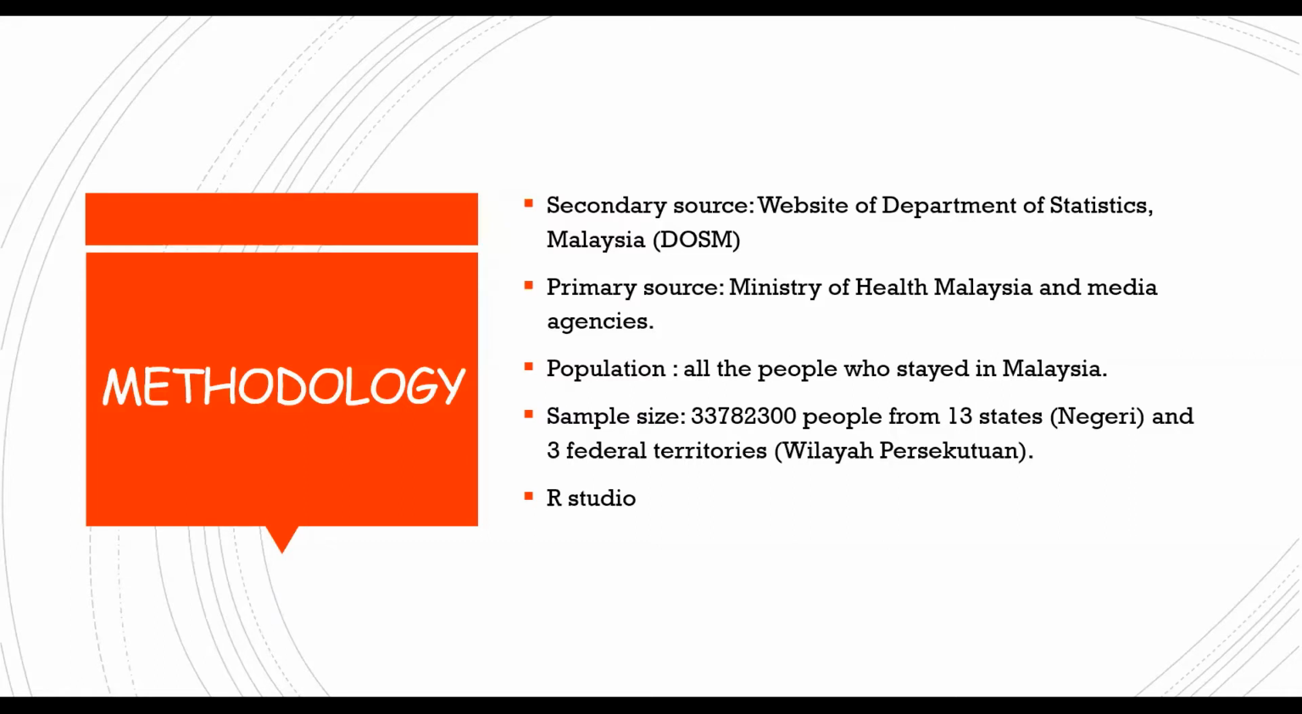And DOSM has specially developed a landing page as an initiative to inform the public about the status of COVID-19 outbreak in Malaysia. So all the data and statistics about COVID-19 by states in Malaysia that are presented on the website are based on the official data from primary source, the Ministry of Health Malaysia and media agency. So the population counted in this project are all the people who stay in Malaysia, and the sample size is 33.78 million people from 16 states, which includes 13 states and 3 federal territories.